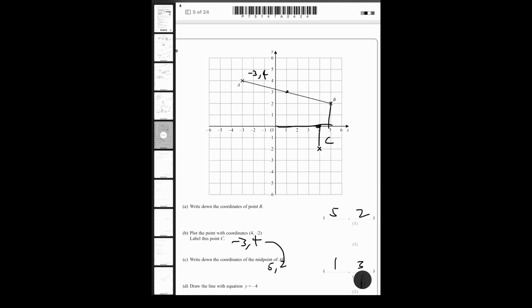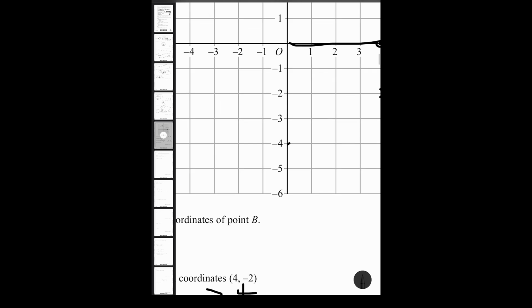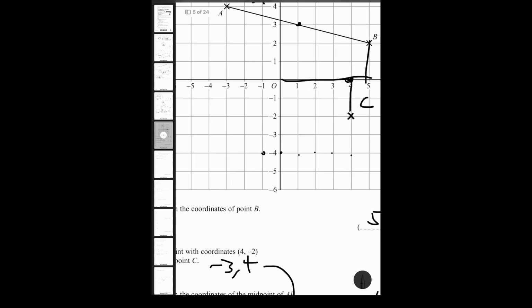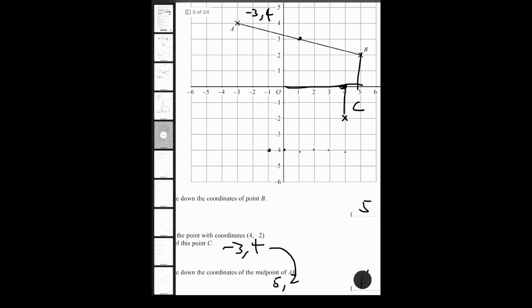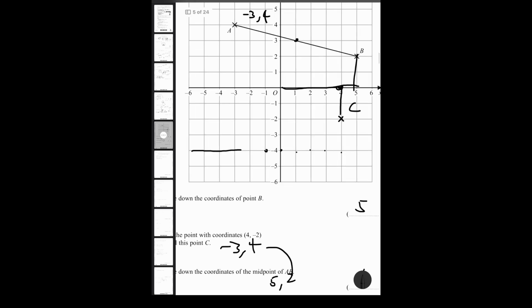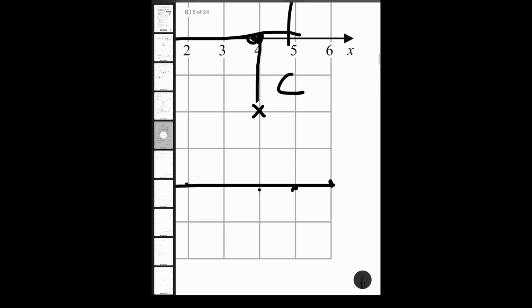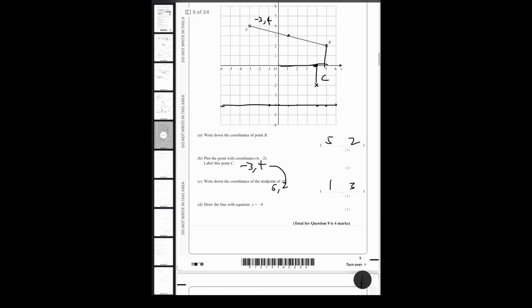And draw the line with equation y equals negative 4. What does it mean by y equals negative 4? First, let's find the y value, negative 4. It's right here. So y equals negative 4 is no matter what the x is, the x can be here, here, here. Who cares, right? The y is always remaining negative 4. So the only thing that can change is the x value, which means you draw it across like this. In this, the x value can be 6, 5, 4, but the y stays at negative 4. So that's our line y equals negative 4.